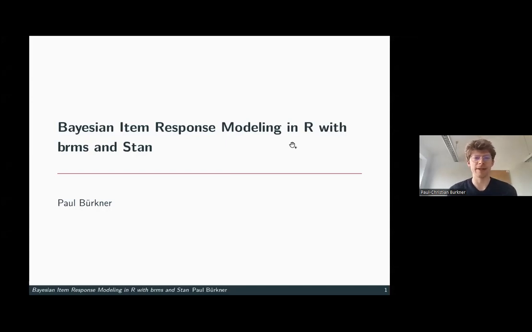Again, welcome everybody. Today I'm going to talk about Bayesian Item Response Modeling in R with brms and Stan. I'm trying to make this conceptually high level and then go a little bit into the syntactical details to fit item response models, IRT models, in brms.